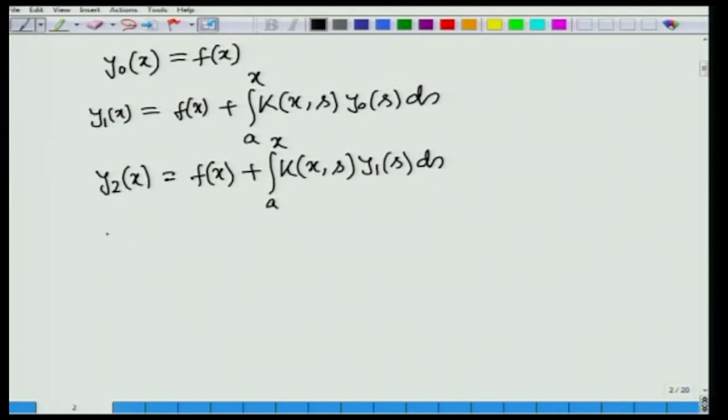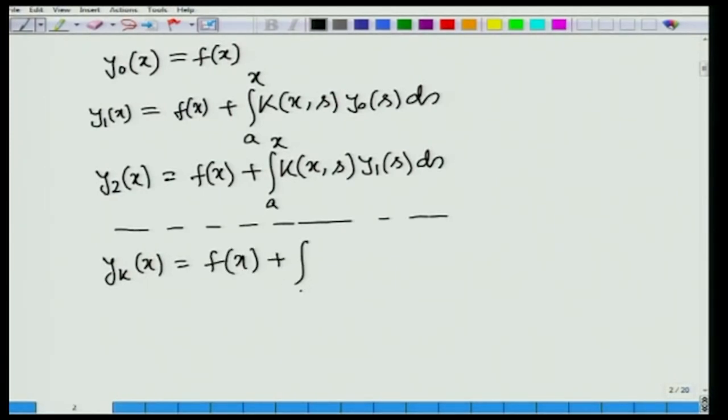So, that means we are using a recursive formula, that is y_r(x) is equal to f(x) plus the integral from a to x of k(x, s) y_{r-1}(s) ds. It would be better to write r instead of k here, otherwise it will be a little bit confusing with the kernel, where r is greater than or equal to 1. And our target is to show that these y_r(x), as r tends to infinity, converge to a uniformly continuous function, then that particular function will be the solution of the given integral equation.